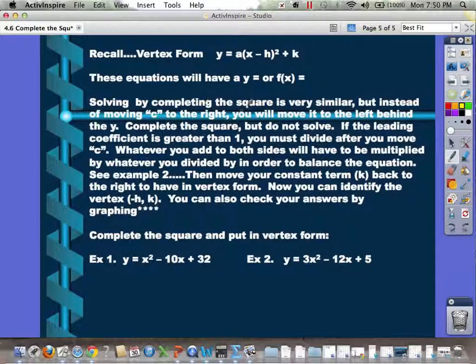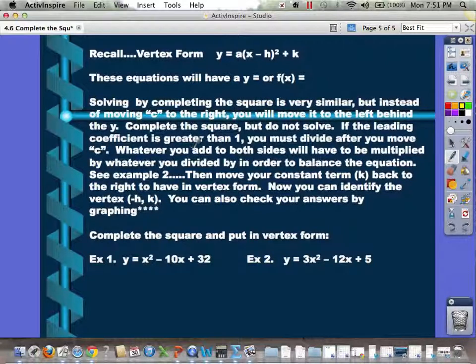So we're going to be finding that vertex also when we do these. You're going to solve by completing the square very similarly, but instead of moving the c to the right, you're going to move it to the left, behind the y. And you'll be able to tell which ones need to go in vertex form because they will start with either y is equal to or f of x is equal to. Okay? They won't have equals on the right side. They will have equals on the left. So you'll know exactly what to do when you see that format.